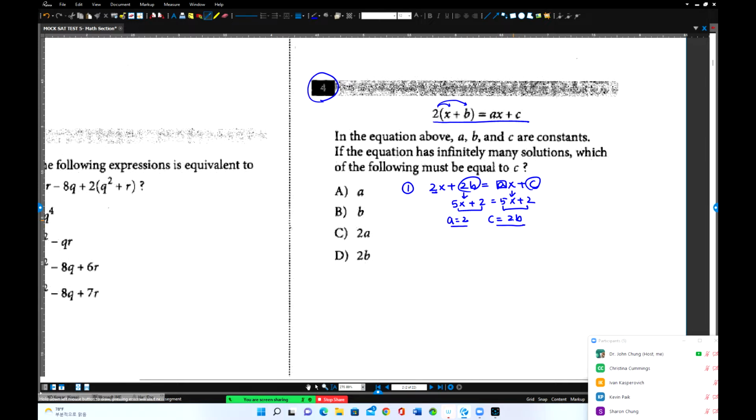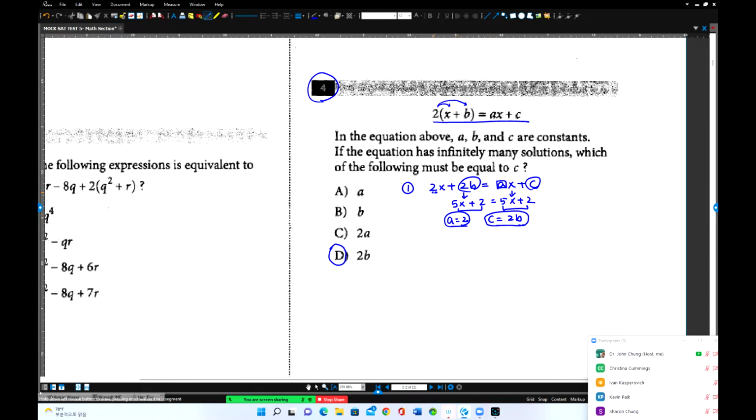Is it okay? So number A, let me see. A is 2, 2b equals c. So choice D over here, right? Only this one, because the c value has nothing to do with the value of a. That is c equals 2b.